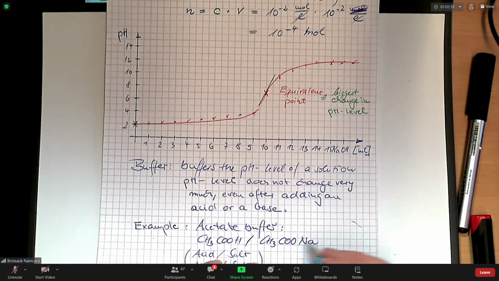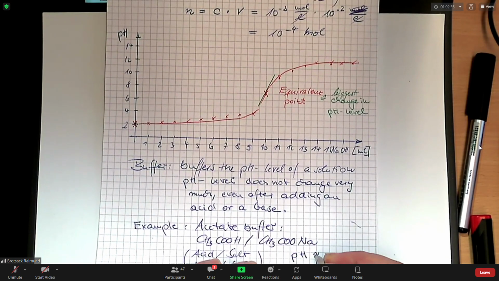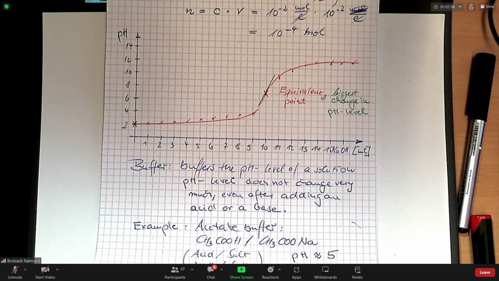And this special buffer buffers a pH level in the area of 5, because this is the pKa of the acetic acid. It's 4.74. And in this range, it buffers the system.